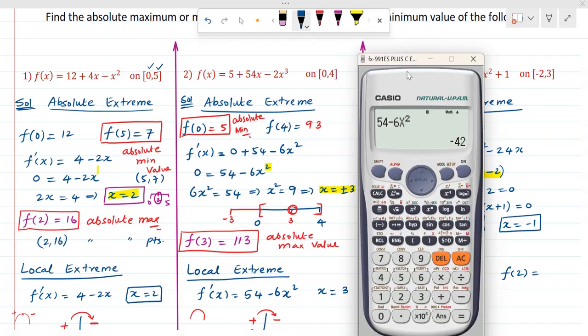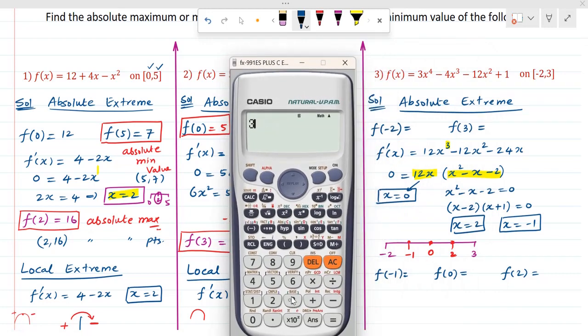First of all, I have to fix the function. So it is 3x power 4 minus 4x power 3, then minus 12x square plus 12. Let us check one more time the function: 3x power 4 minus 4x power 3 minus 12x square plus 12.